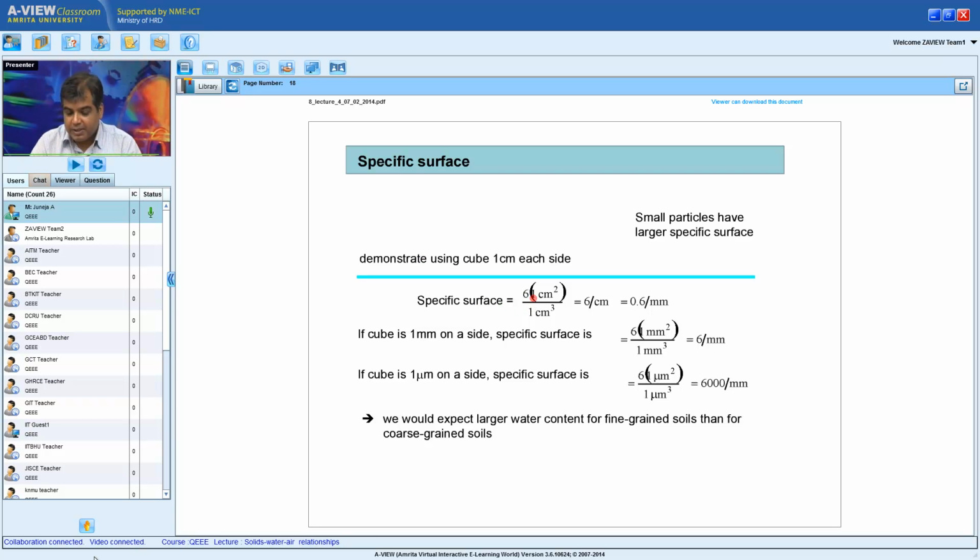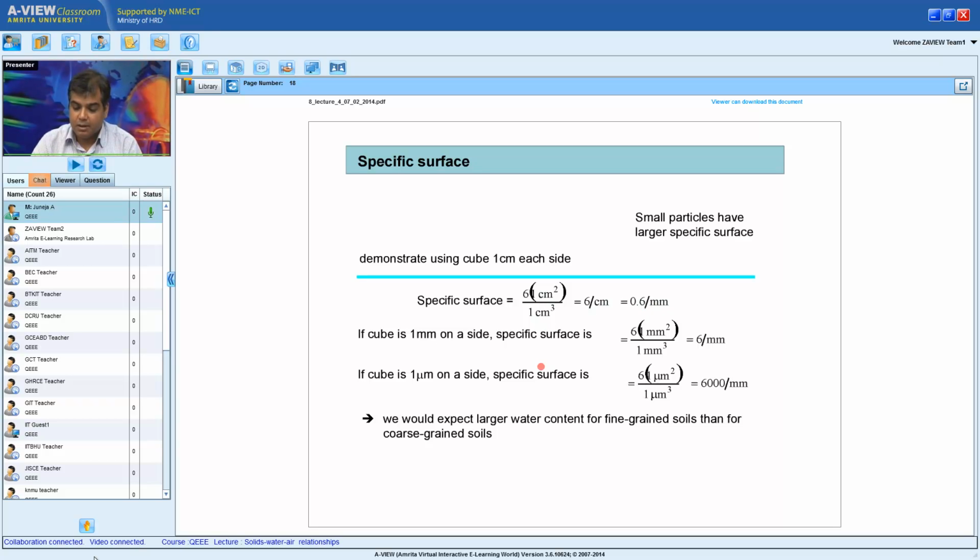So specific surface was surface area over volume. I'm going to look at this definition, surface area to the volume. If it's a cube of 1 centimeter each side, please visualize it has 6 sides, that's 6 over there, and the area of each side is 1 centimeter square. So that's the surface area. Volume of the cube is of course 1 centimeter cube. That's the specific surface.